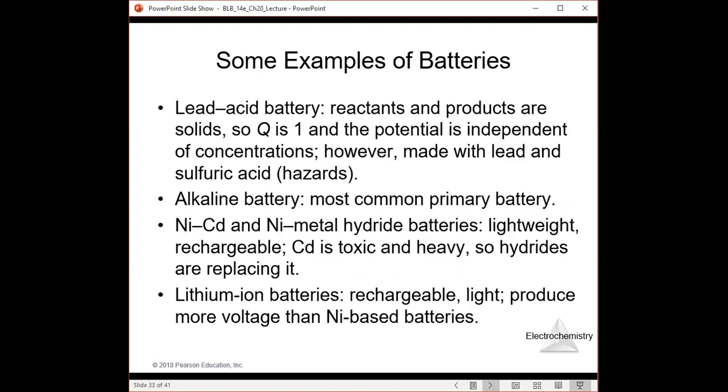So there are different types of batteries. You got lead acid batteries. The reactants and products are solids. The potential is independent of concentration. It's made with lead and sulfuric acid. They used to have those in cars.